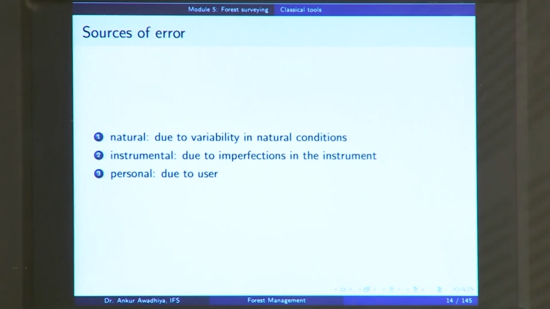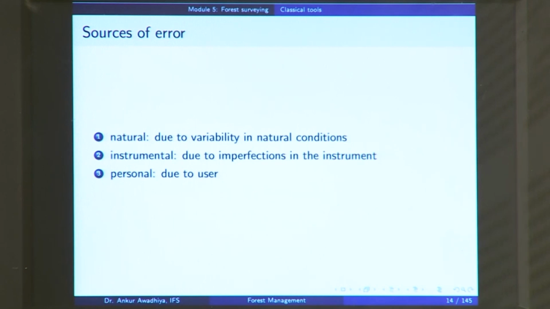So, this sort of an error is not coming because of changes in temperature or changes in the natural conditions. These sorts of errors are not creeping in because your instrument is faulty, but because the user is not using the instrument in a correct fashion. So, these sorts of errors are known as personal errors or user errors.